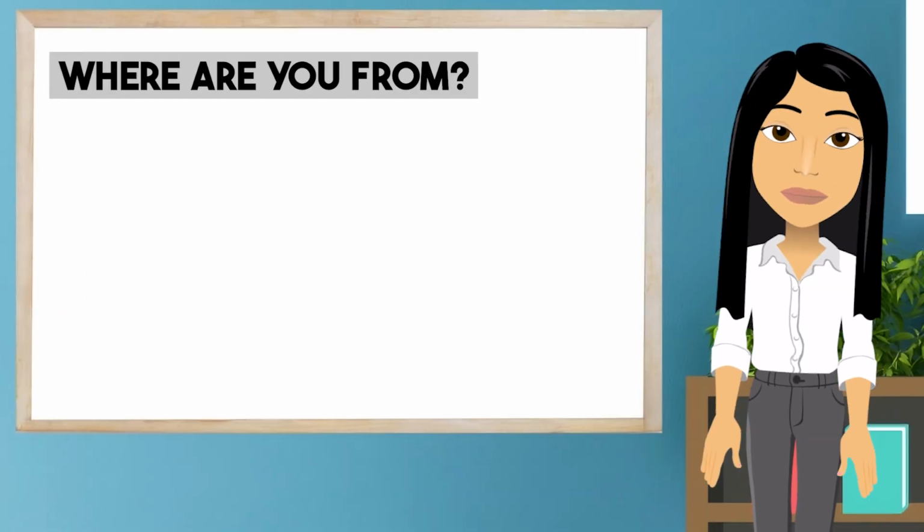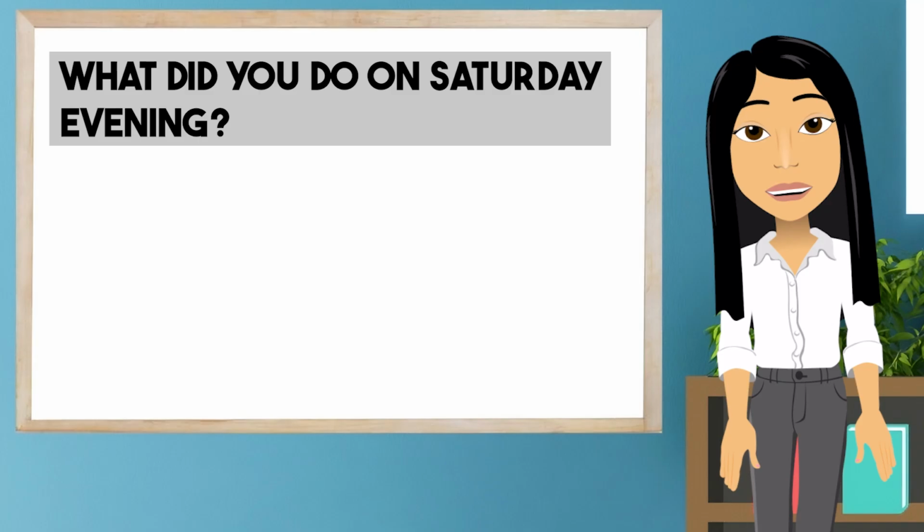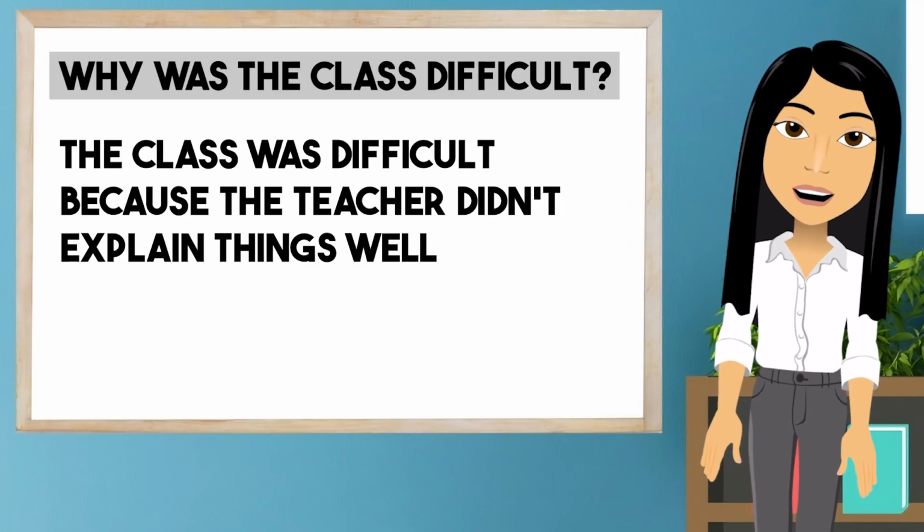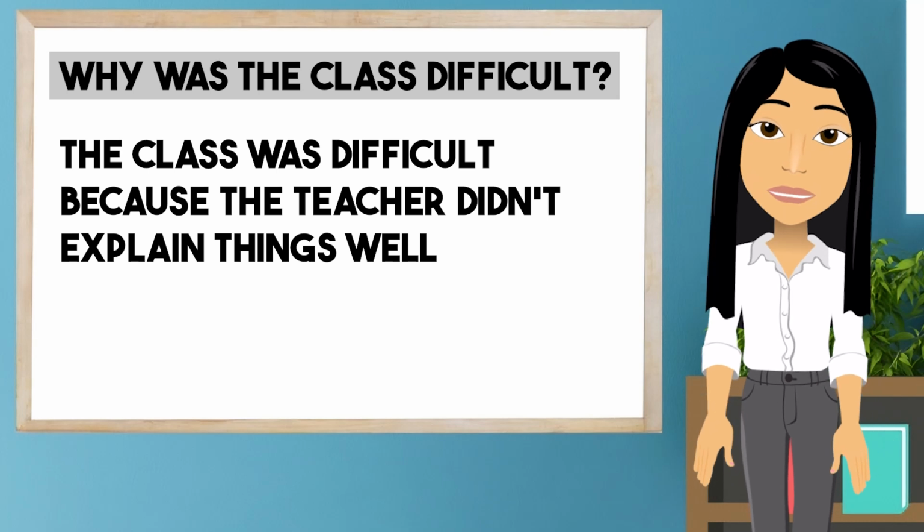Information questions. Where are you from? I'm from Seattle. What did you do on Saturday evening? We went to see a film. Why was the class difficult? The class was difficult because the teacher didn't explain things well.